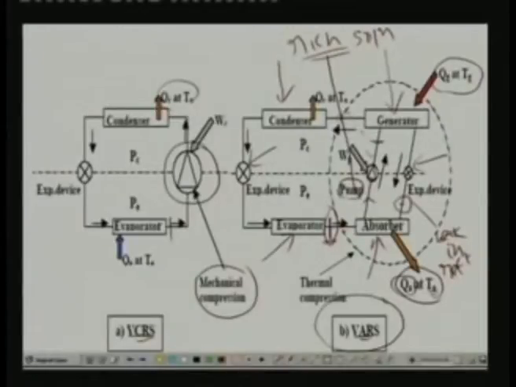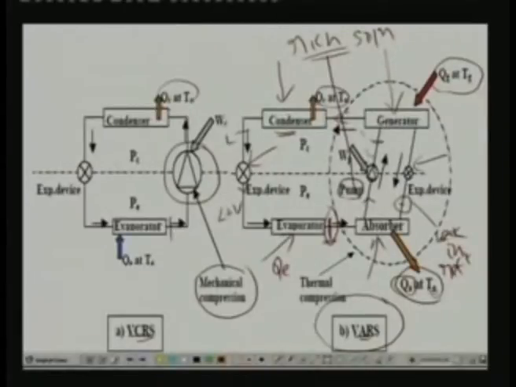This refrigerant vapor at high pressure and high temperature goes to the condenser, where it rejects heat to the surroundings, condenses and becomes a liquid. This liquid again expands in the expansion device. So you have here a low quality liquid vapor mixture at low temperature and low pressure. This enters the evaporator, takes heat from the surroundings, produces the refrigeration effect and becomes vapor again. So that is how the vapor cycle is completed. The only difference you can notice here is that instead of compressing it mechanically, we have compressed it thermally.